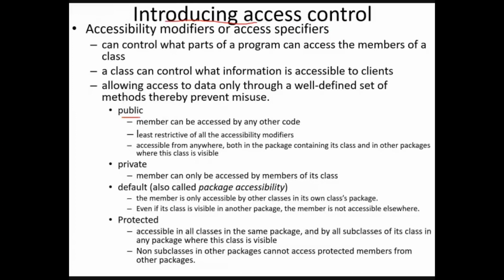Public access control can be accessed from anywhere. So a public member can be accessed by any other code. It is the least restrictive of all the accessibility modifiers. Compared to all other modifiers, this is the least restrictive. It is accessible from anywhere, both in the package containing its class and in other packages where this class is visible. So we can access it from anywhere.